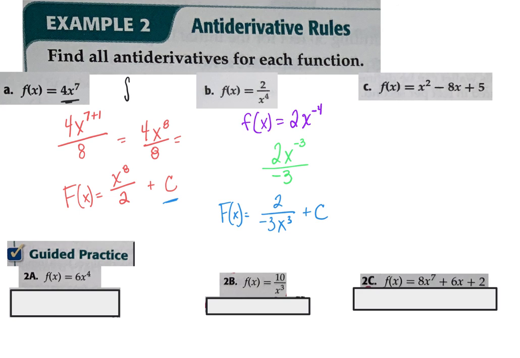I add 1 to my exponent, so it's going to be x to the third divided by 3 minus 8x to the second divided by 2 plus 5. What's my exponent here on this x? There we go. So it's just 5x. Anytime you have a constant, when you're taking the antiderivative, it's just going to be the constant times the variable.